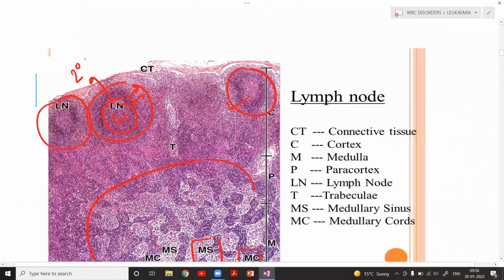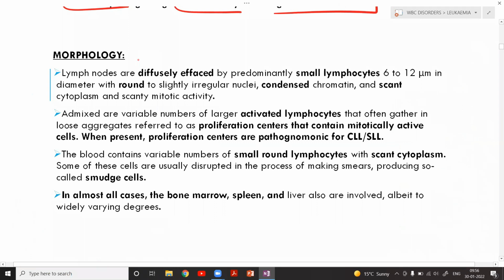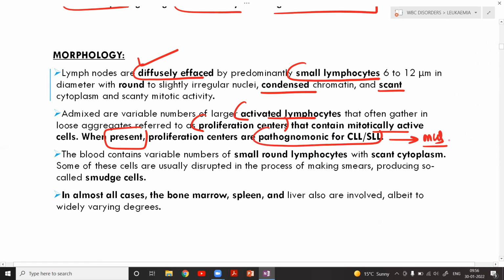So if you read over here, in the lymph nodes, the first very important term is that they are diffusely effaced. Predominantly, what is the cell? Small lymphocytes. These cells are small, with a round to slightly irregular nucleus, condensed coarse chromatin, and a scant amount of cytoplasm. Admixed with them are large activated lymphocytes, which aggregate to form what is called a proliferation center, containing mitotically active proliferating cells. When present, proliferation centers are pathognomonic for CLL/SLL. Very important MCQ.